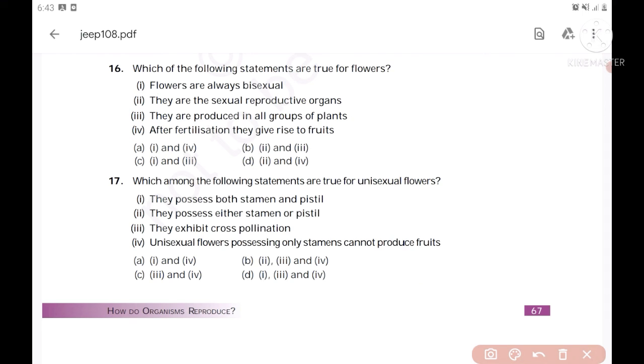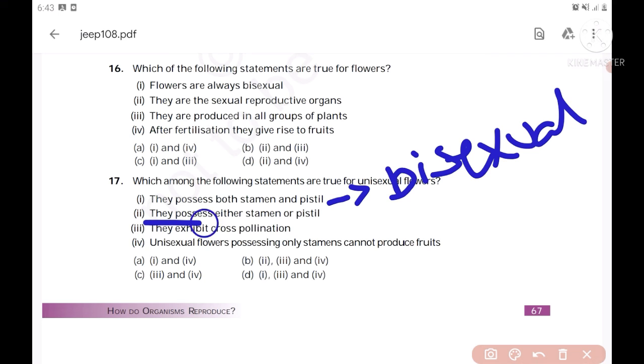Next question. Which among the following statements are true for unisexual flowers? We just now discussed what a unisexual flower is. They either contain pistil or stamen. So they possess both stamen and pistil. No. If they possess both stamen and pistil, then they are called bisexual.